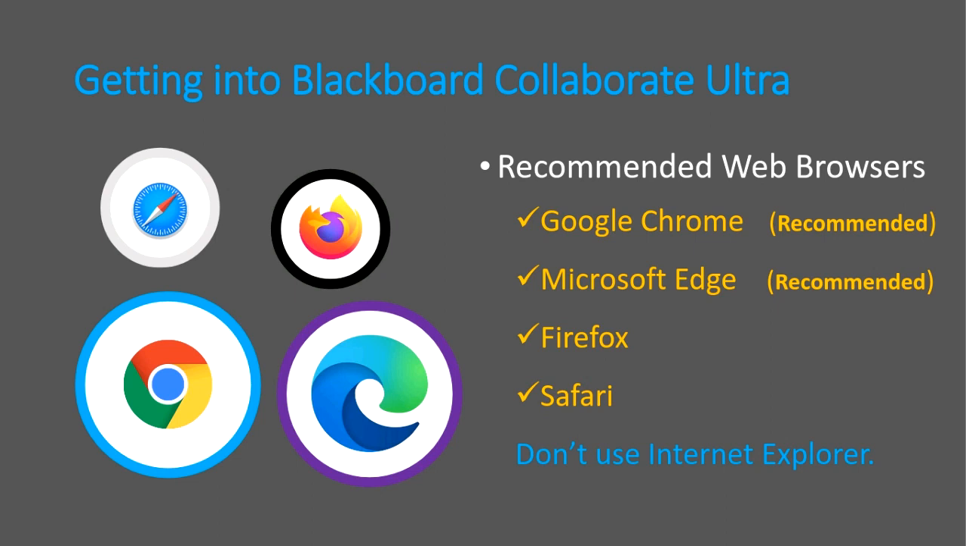So now we will get into Blackboard Collaborate Ultra. The web browsers that are recommended are Google Chrome, which is one that I use quite a bit. Another highly recommended web browser is Microsoft Edge. Firefox is also a recommended web browser, and so is Safari if you're on a Mac, although some of the share features don't work with that, and that's something we'll talk about later in our presentation. However, don't use Internet Explorer because it doesn't work quite as well with Blackboard Collaborate Ultra.